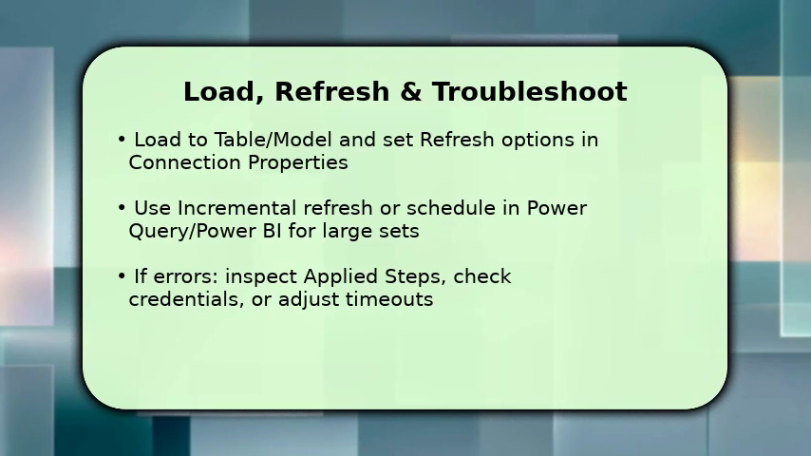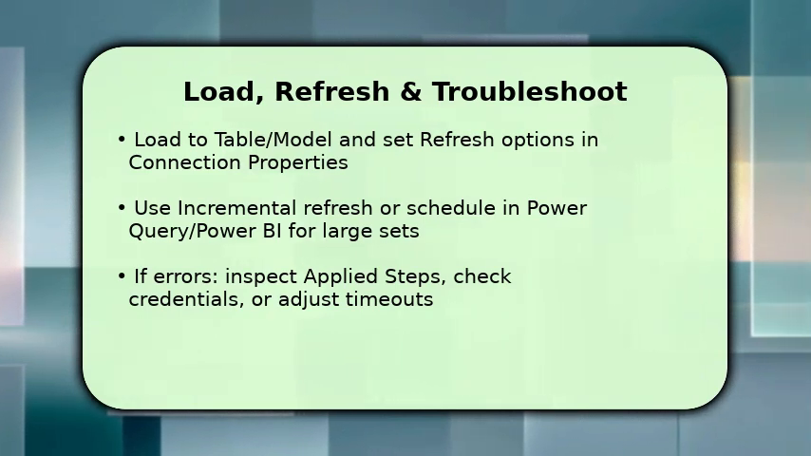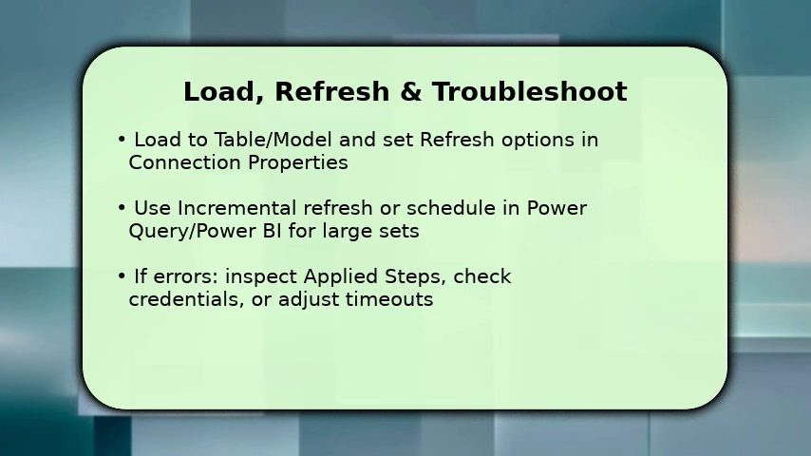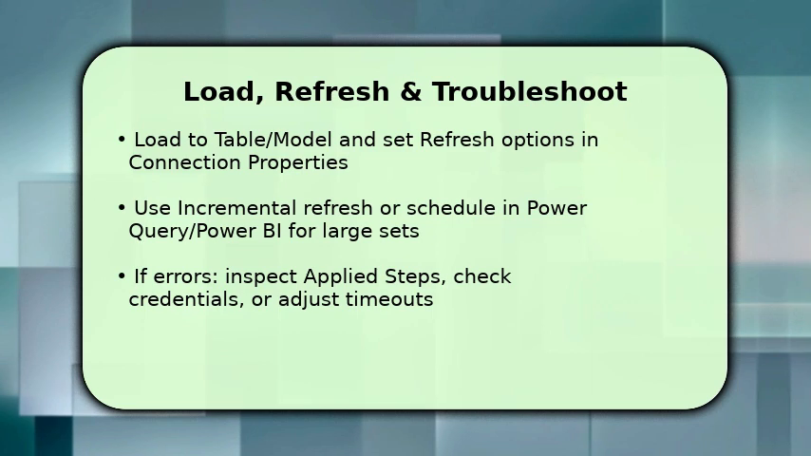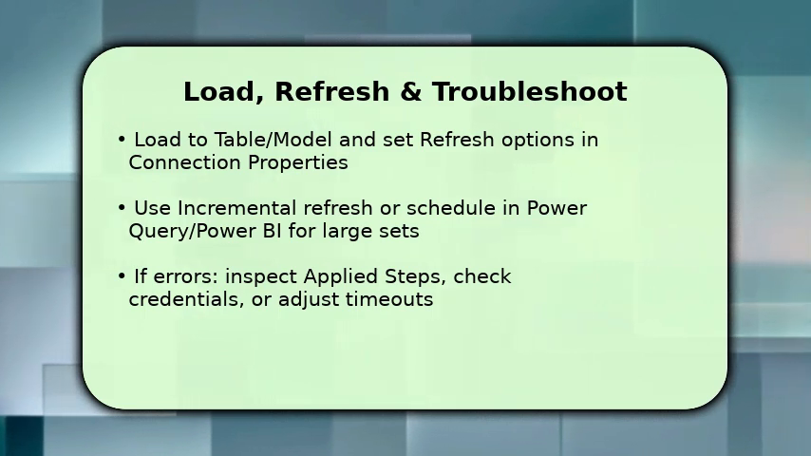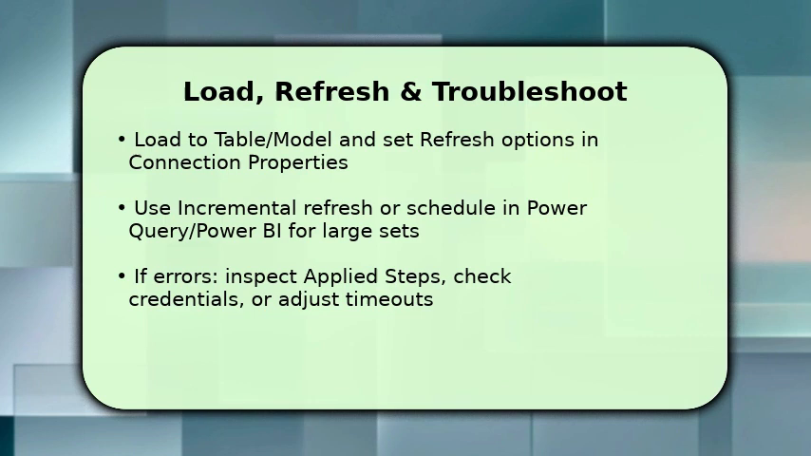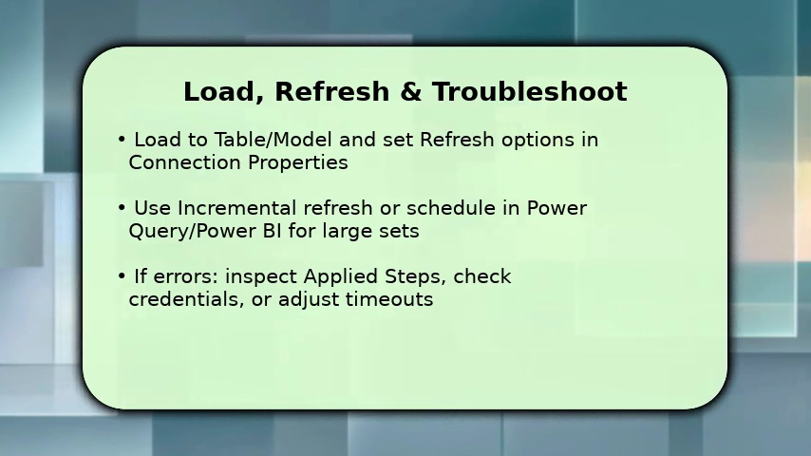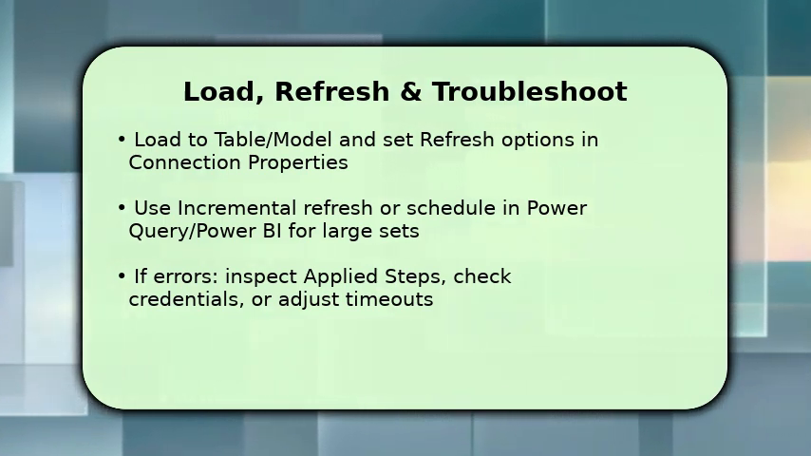Finish by choosing Load to, Table, Pivot Table, or Data Model, then click Close and Load. Set refresh behavior in connection properties. Enable background refresh or automatic refresh every X minutes as needed. Once done, test refresh to confirm authentication and rate limits.